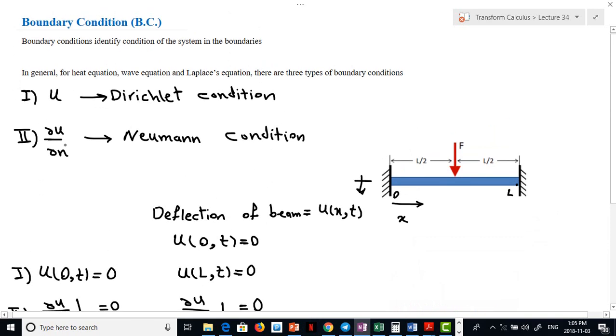Now we want to talk about the third boundary condition. The third boundary condition is called the Robin condition. It's in this form: the derivative of u with respect to n, which is the normal derivative, plus h times u, where h is a constant. So we call this condition the Robin condition.